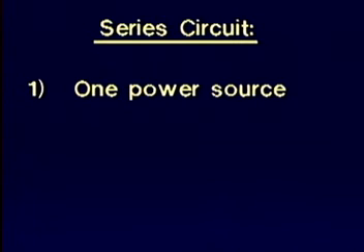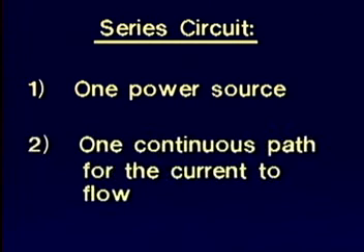The path the current takes from the power source to the load can be through one of three different types of circuits: a series circuit, a parallel circuit, or a series parallel circuit. In this program, you'll be shown series circuits. Two characteristics distinguish a circuit as being a series circuit. 1. There's only one power source, and 2. There's only one continuous path for the current to flow.